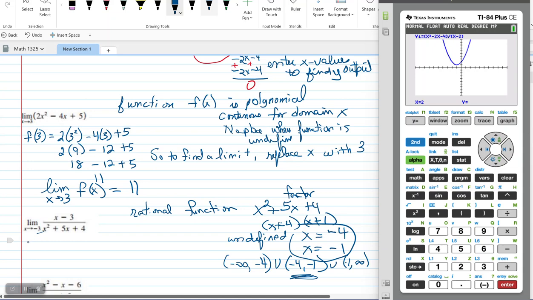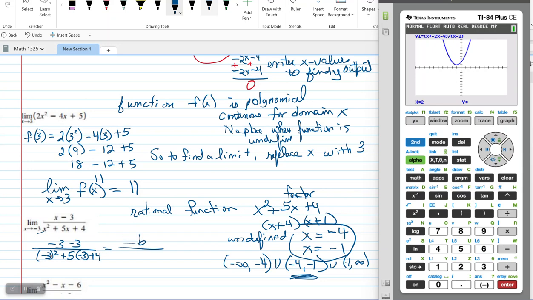So we're going to take the limit. This means I'm going to have a negative 3 and a negative 3 over negative 3 squared plus 5 times that negative 3 plus 4. That's a negative 6 in my numerator. I'm going to have a positive 9 minus 15 plus 4. Well, we're going to have negative 6 plus 4 is a negative 2.